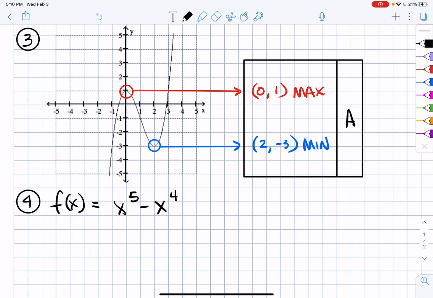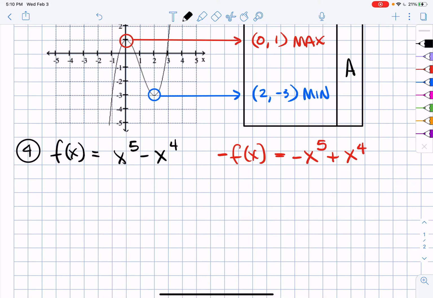All right? So when I'm looking for odd or even or neither, that means I want to find negative f of x, which would equal negative x to the 5th plus x to the 4th. Next thing I want to do is find f of negative x. If I plug in negative x in for x, then I should get negative x to the 5th minus negative x to the 4th.